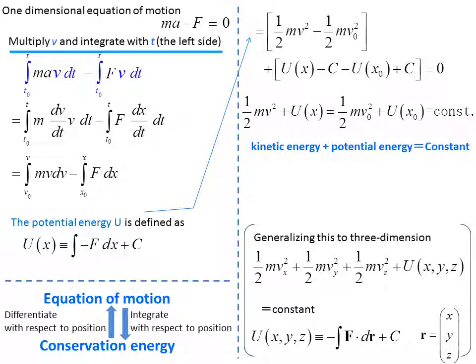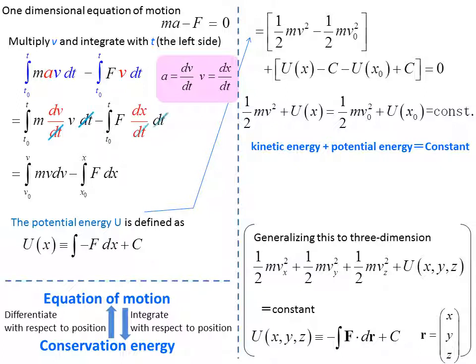The integration range is from t0 to t. Using the definition of a and v, where a is the time derivative of v, and v is the time derivative of x, we can successfully eliminate dt in the integration. You can then change the variables of integration to v in the first term, and to x in the second term. The integration range is also changed from t to v, and from t to x, depending on the variables of integration.